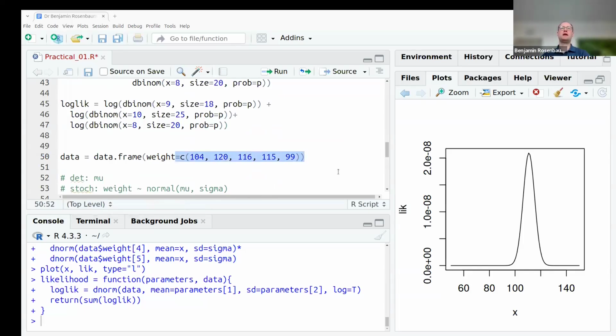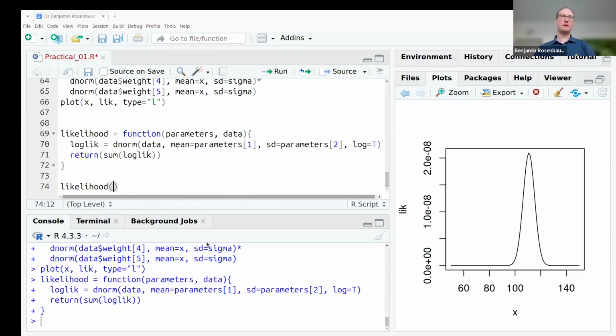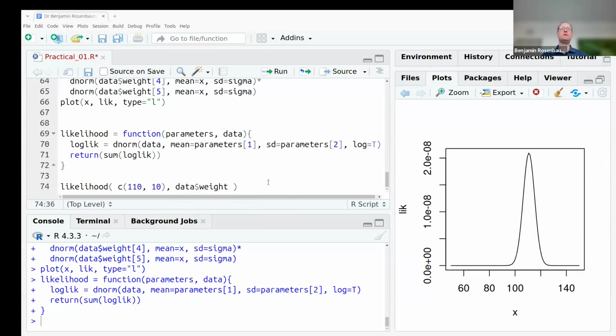Right, so this is my data set. I want to estimate the mean and the standard deviation. And I will start with just some guess. For instance, let's say the mean is, I guess this is 100, and the standard deviation, maybe this is 10. So we can call this function with both parameters, 110 and standard deviation of 10. And the data is here, data dollar weight. Right, so the data goes in, the parameter guess goes in, and the return is the log likelihood value.